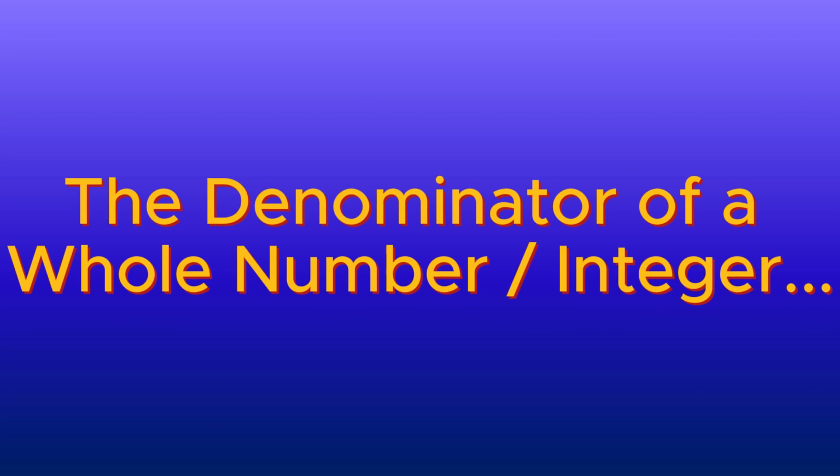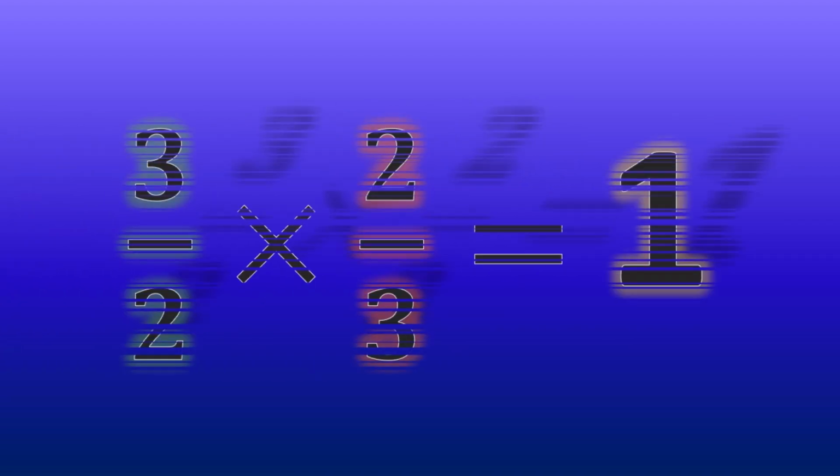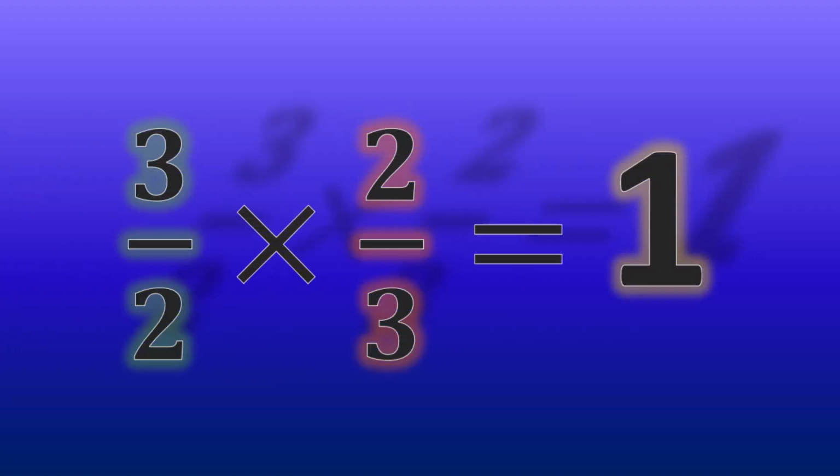The denominator of a whole number is automatically 1. That is why their reciprocal is 1 divided by the number itself. And we already know at this point that any number divided by itself is 1. That is exactly why any number multiplied by its reciprocal is 1.